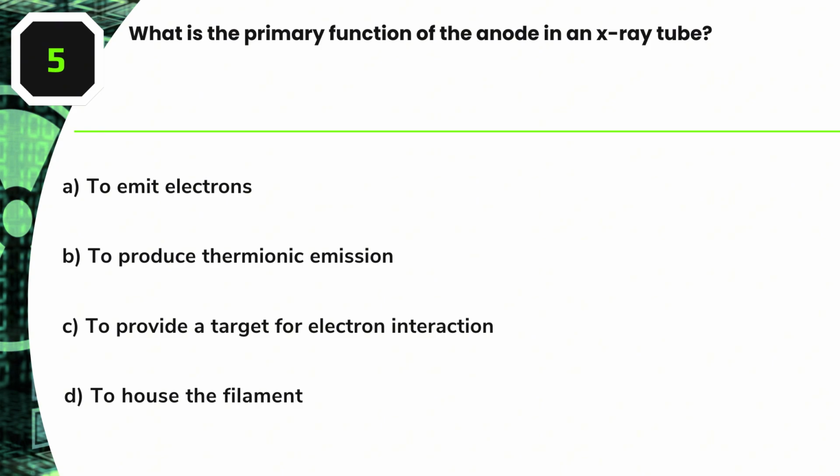Question 5. What is the primary function of the anode in an X-ray tube? A. To emit electrons. B. To produce thermionic emission. C. To provide a target for electron interaction. D. To house the filament.